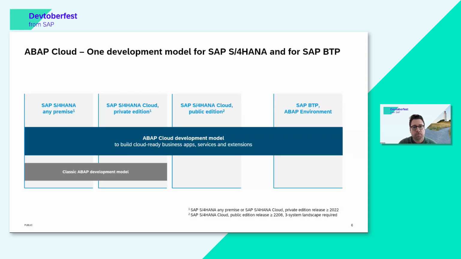even on-premise. And it's very important to understand that, of course, on-premise and in the private cloud edition of S/4HANA, we can still use classic ABAP development. But in the new world, in the public cloud and in Steampunk, that means the SAP BTP ABAP environment, only the ABAP Cloud development model is available. And in the on-premise world and in the private edition, we also offer the ABAP Cloud development model so that you have a chance to transfer your coding from the classic ABAP development model towards ABAP Cloud.